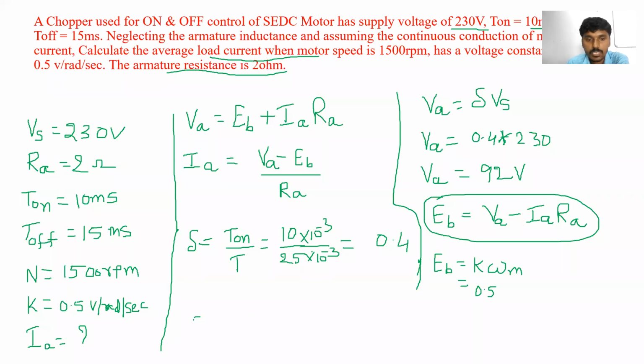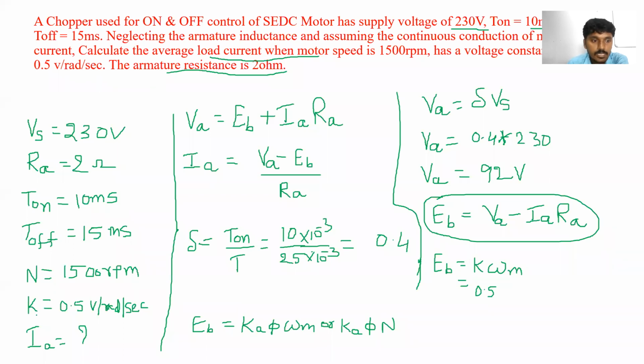Generally we can write the formula EB is equal to Ka phi into omega m, or Ka phi into N. Is it right? But why have we written the omega m here? Ka phi is the constant, so simply we can write the K. So why have I taken the omega m especially here? Why can we not take N directly? Can anybody tell, please?